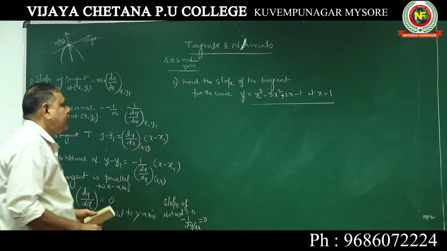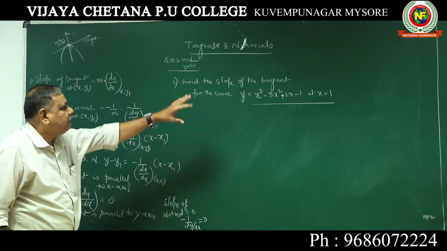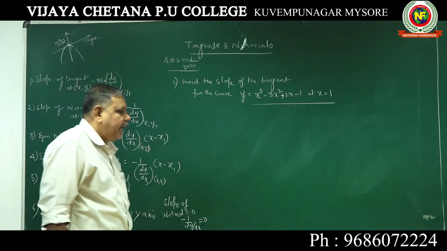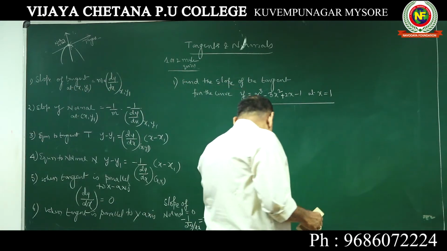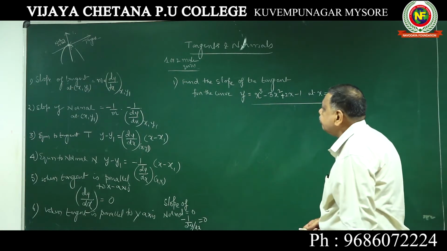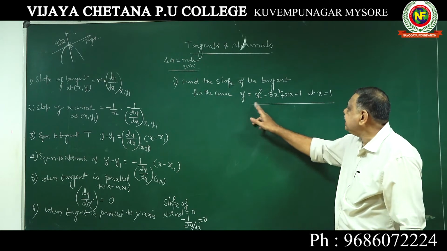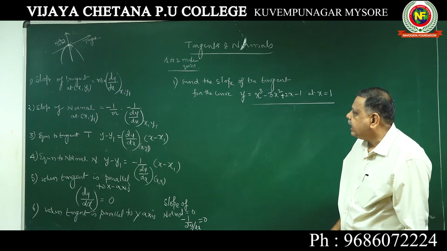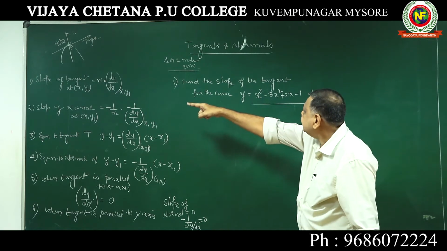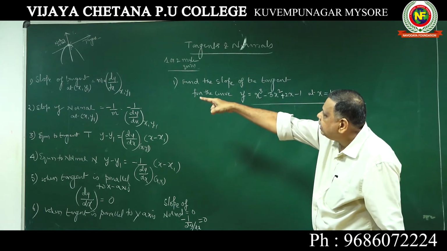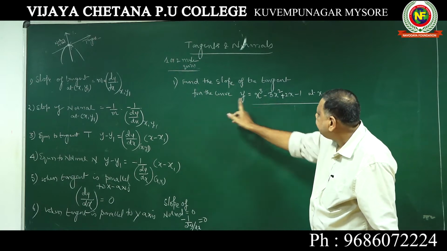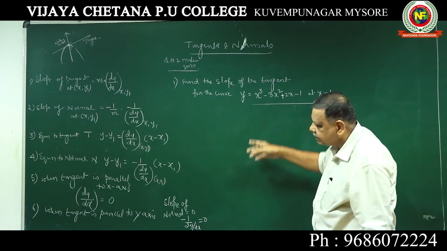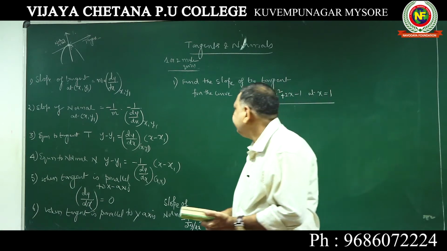Find the slope of the tangent for the curve y is equal to x cube minus 3x square plus 2x minus 1 at x equal to 1. This is the question they may ask. Now, what we should do is, for the curve they have given, differentiate, dy by dx, you will get the slope. The slope of the tangent is given by the formula dy by dx at that particular point, so we have to find it out. If they give only the x value, substitute x and you will get the answer.